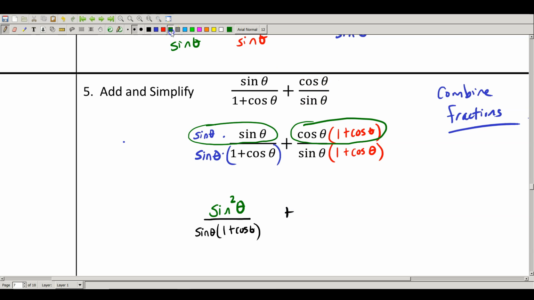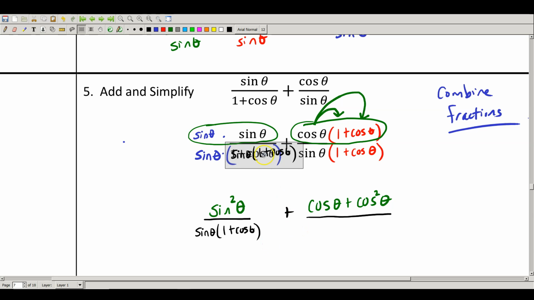Plus, now let's look at the second fraction. I'm going to multiply that numerator together. I'm going to distribute this cosine times 1 and cosine times cosine. So the second fraction becomes cosine theta plus cosine squared theta, if we distribute, divided by the common denominator that we already have, which is the same one over here, so I'll just drop it down right here. Same denominator.